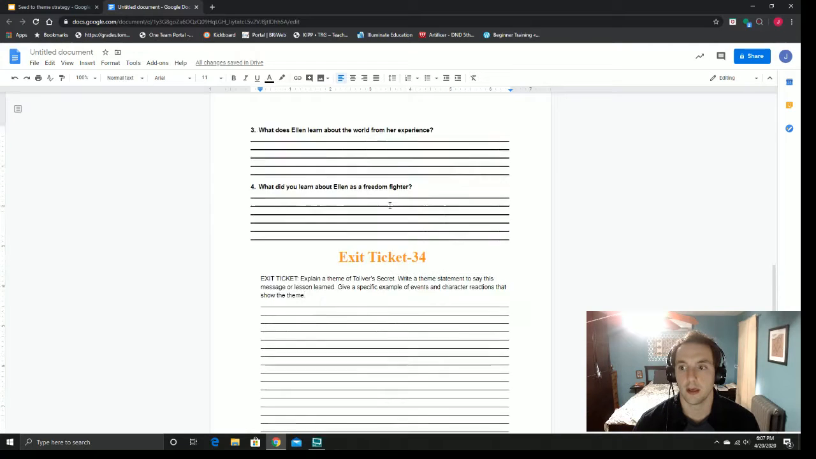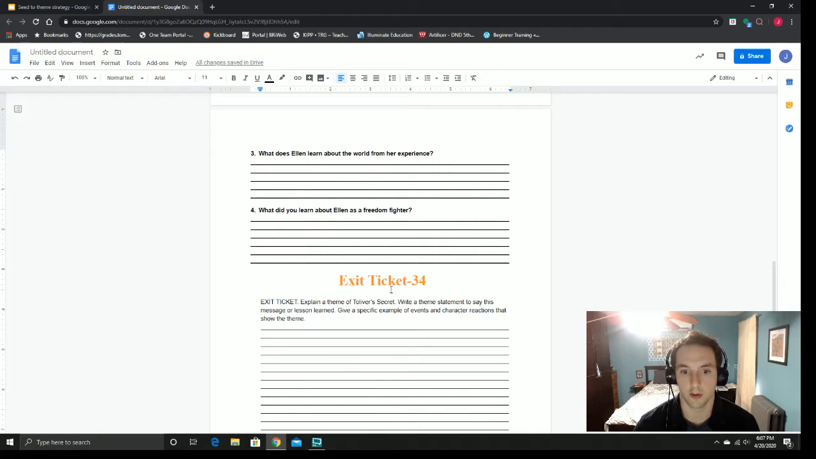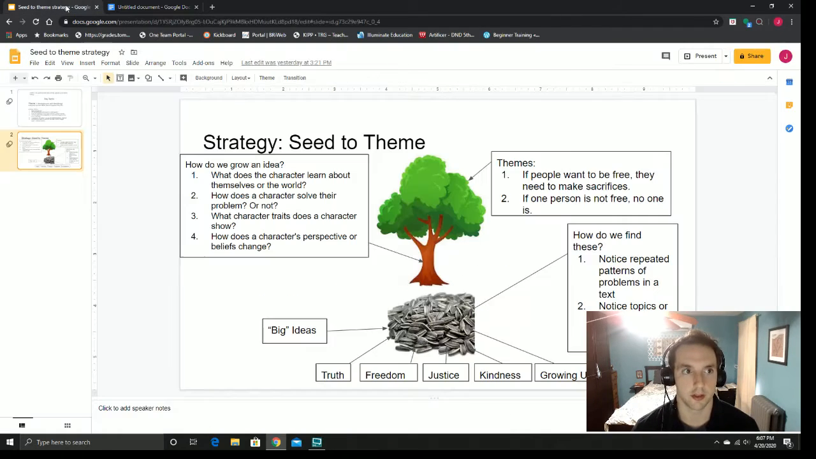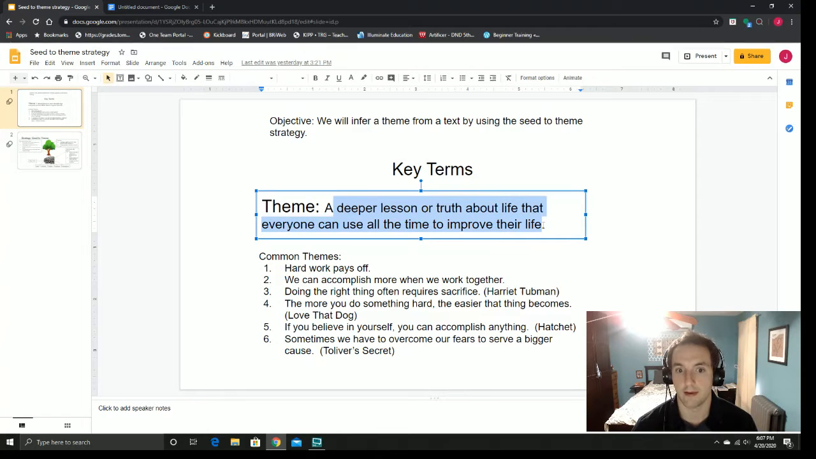Okay? And before we dive into the thinking questions, just a quick reminder of what a theme is, we're going to go back to what would usually be our anchor chart, but just our seed to theme strategy, and go through it very quickly. A reminder that a theme is a deeper lesson or truth about life that everyone can use all the time to improve their life. Okay?